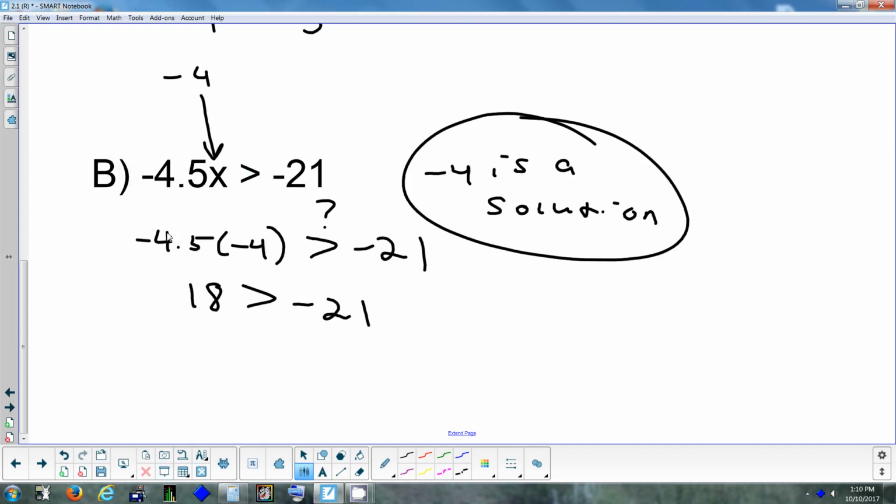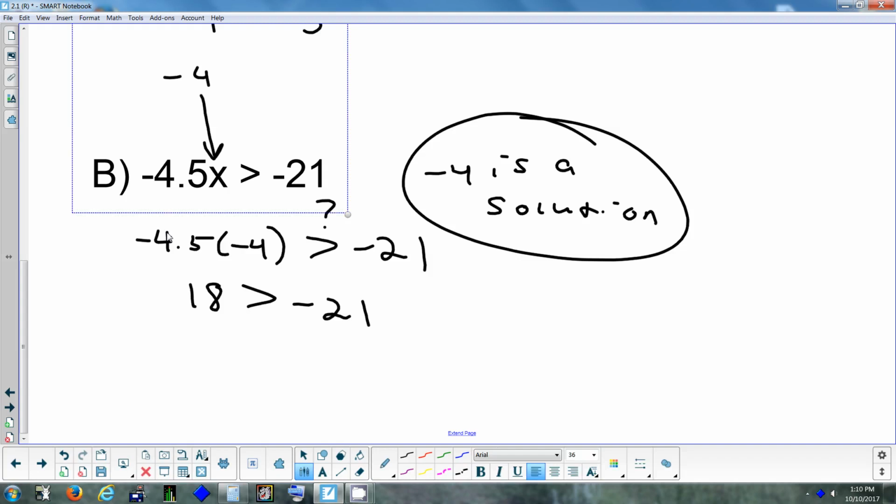Is it the only solution? No. I could also do negative 5. Negative 4.5 times negative 5. That would be an even bigger positive number. Negative 6, negative 7. There's a bunch of numbers that are solutions. We're going to show you in a little bit how you would visualize the solutions. So we can write them, or we can actually draw a picture of them.